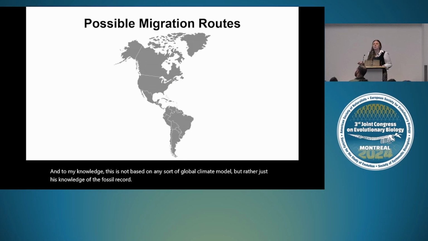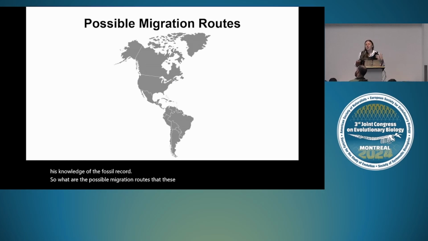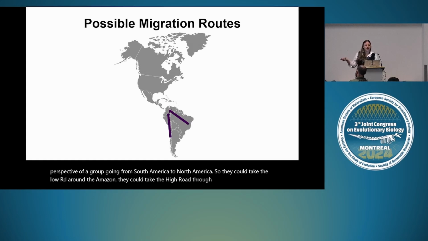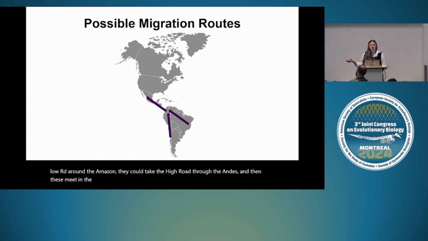So what are the possible migration routes that these groups could have taken? We'll take the perspective of a group going from South America to North America. So they could take the low road around the Amazon. They could take the high road through the Andes, and then these meet in the middle to go through Central America and spread up into what is now the United States.